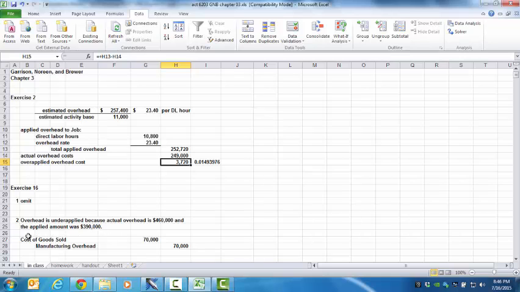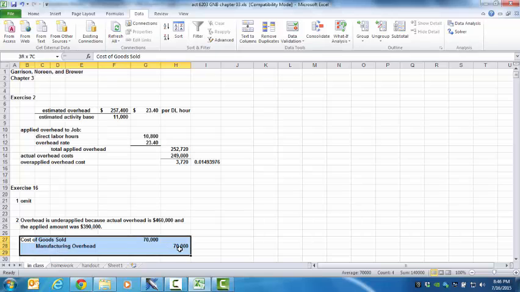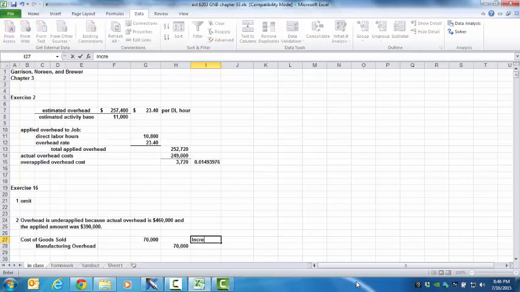Now the textbook says give the journal entry, and I have done this, but we're not going to focus on journal entries in here. Instead, what you should say is I need to increase cost of goods sold by $70,000. Increase it. And that's exactly what this journal entry does. It puts more into the cost of goods sold.